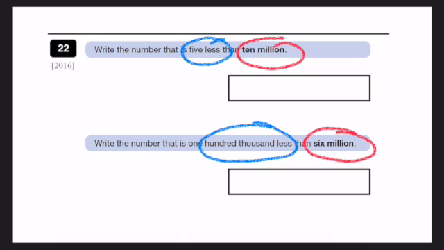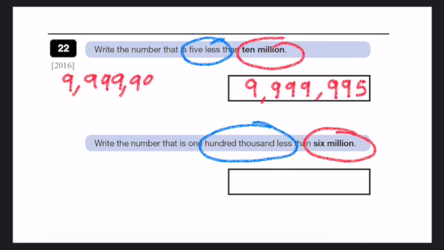Okay, so write the number that is 5 less than 10 million. So it's going to be 9,999,995. Because if you add 5 to that number, if you imagine that you did the column method, and imagine that you added 5, that would be 10. And what would happen is, each time you would carry a 1 until you got to 10 million.